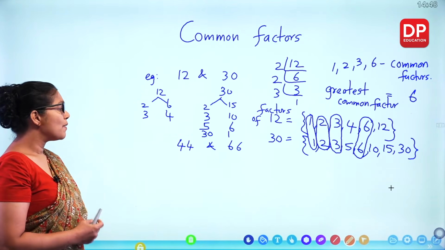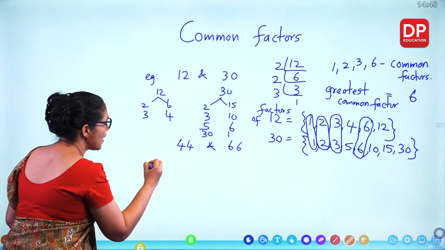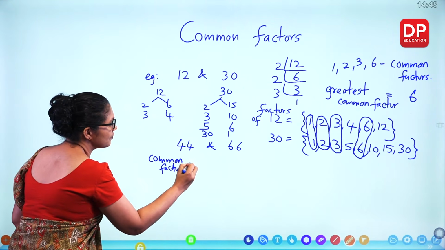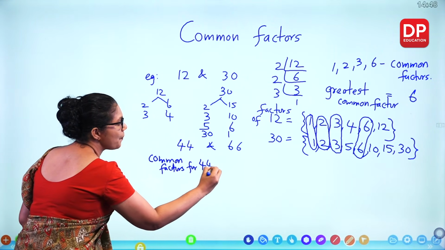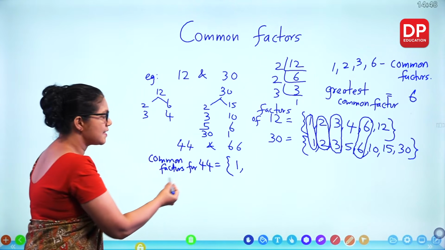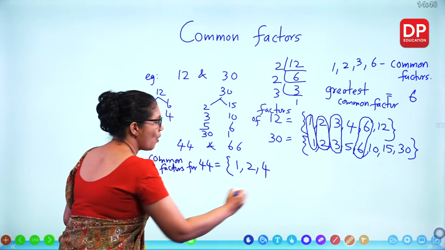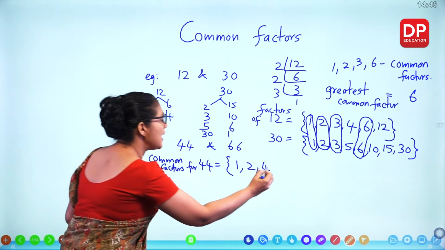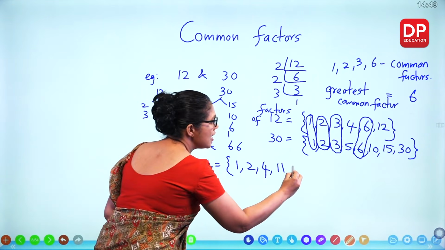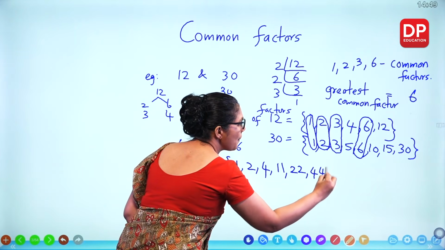What are the common factors for 44 and 66? So let's take the factors of 44. Definitely 1 is a factor. It's divisible by 2. It's divisible by 4. Again, divisible by 11 and also divisible by 22 and the last number is 44.